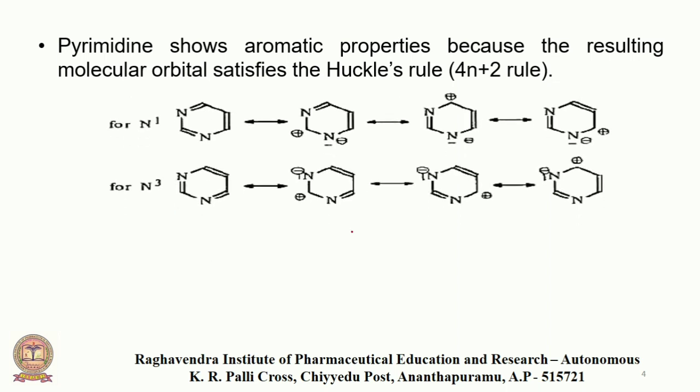Pyrimidine shows aromatic properties because the resulting molecular orbital satisfies Huckel's rule, that is 4n plus 2, where n is an integer. Here the pyrimidine has only one ring, so 4 into 1, plus 2, is 6. That indicates the 6 electrons are delocalized in the ring system, according to Huckel's rule.